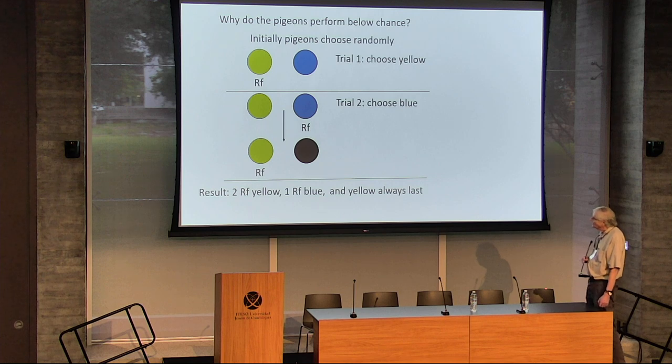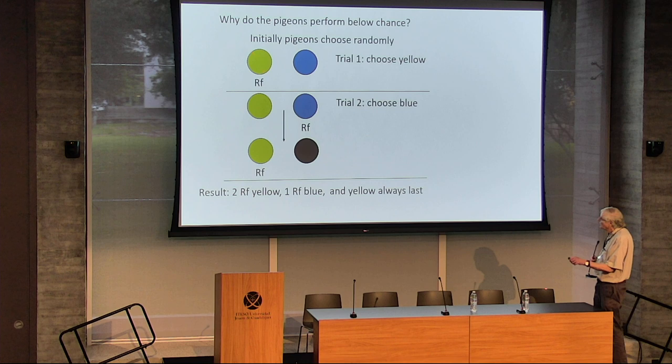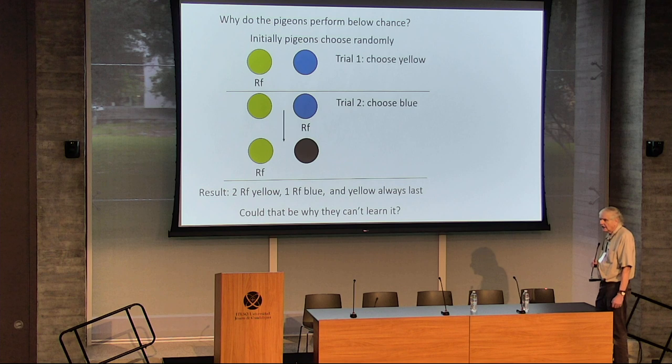And the second thing you might notice is that yellow is always the last stimulus that they peck and they're reinforced for. And so it may have something to do with the probability of reinforcement associated with each of these stimuli by itself. Could this be why they can't learn, and how do we test this?